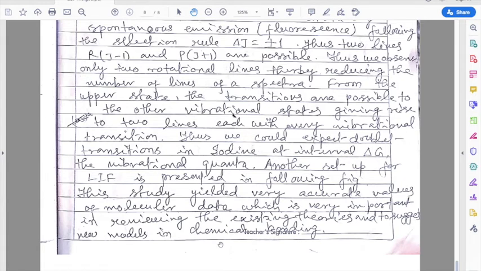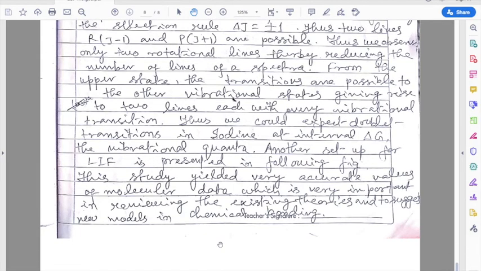Another setup for laser-induced fluorescence is presented in the same type of figure. This study, that is the laser-induced fluorescence study, yielded very accurate values of molecular data, which is very important in revising the existing theories and suggesting new models in chemical bonding.